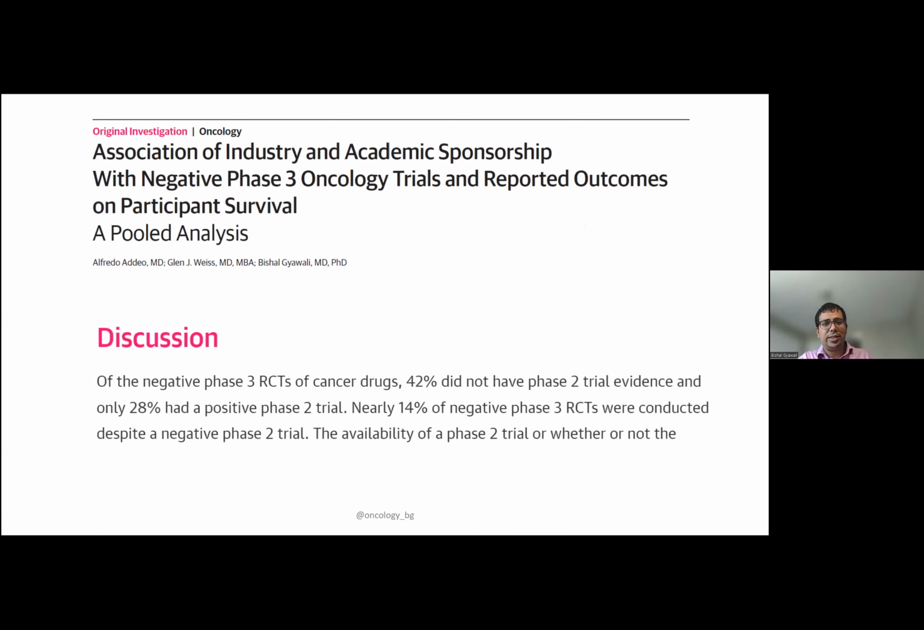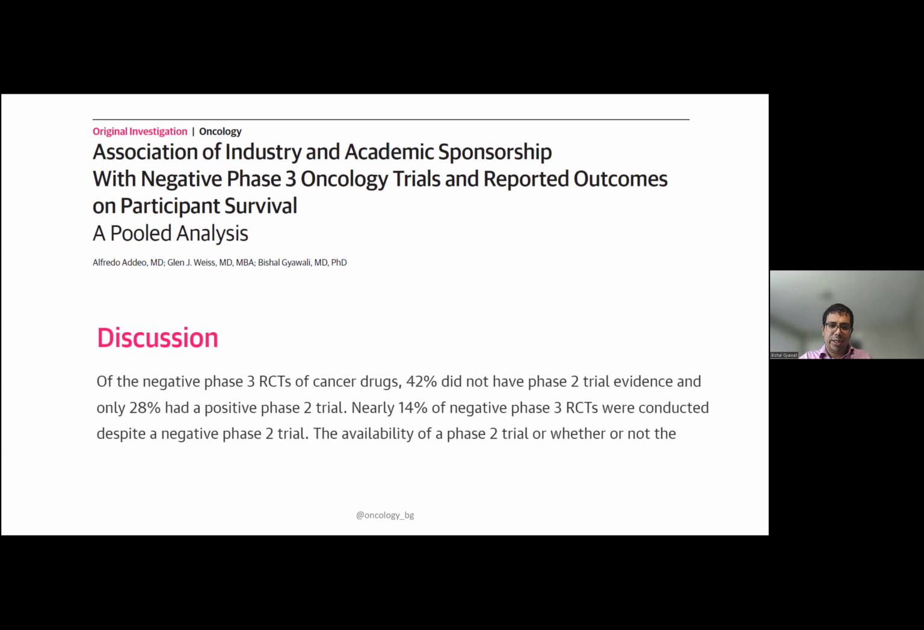We had done this analysis a couple of years ago about failed or negative phase 3 cancer drug trials. We wanted to see why these cancer drugs are failing at phase 3, because we obviously want to avoid that. We want phase 3 trials to be successful. And we found that among those negative phase 3 trials, 42% of them did not have any phase 2 trial evidence. So there was no phase 2. People were directly doing phase 3.